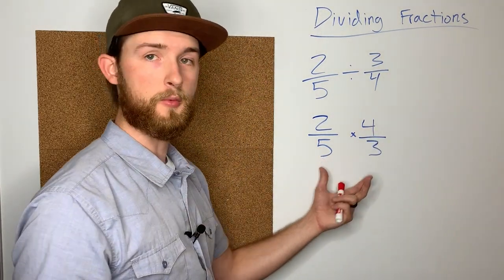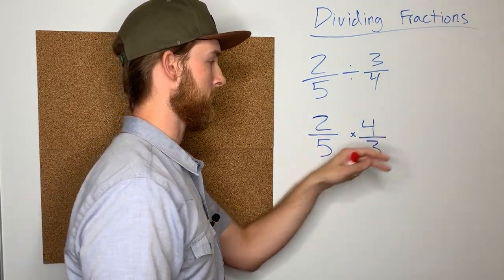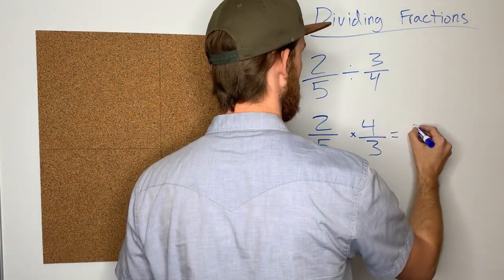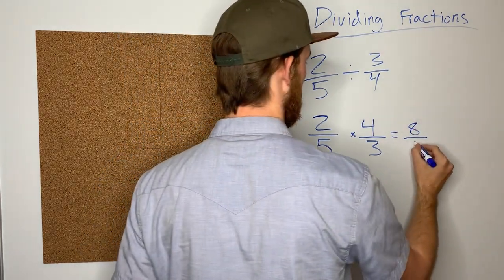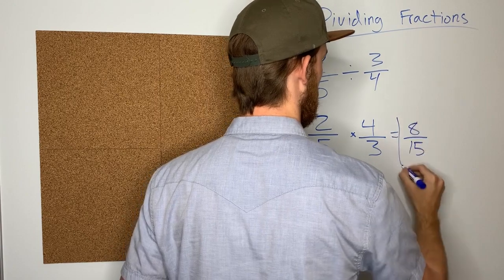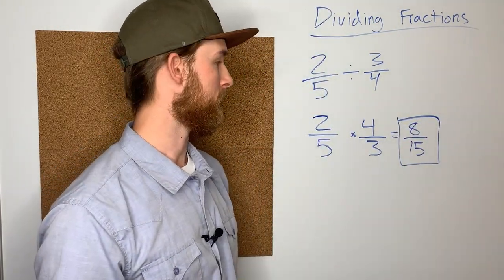So now it's just a multiplication problem, just like in my previous video. You just multiply straight across: the top gives you 8, and the bottom, multiplying straight across, you get 15. And that's your answer. In this case, we don't have to simplify, so we're actually done. That's all you have to do.